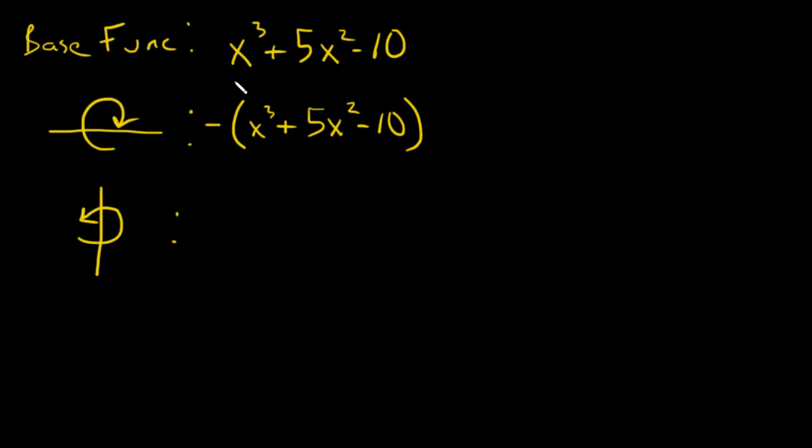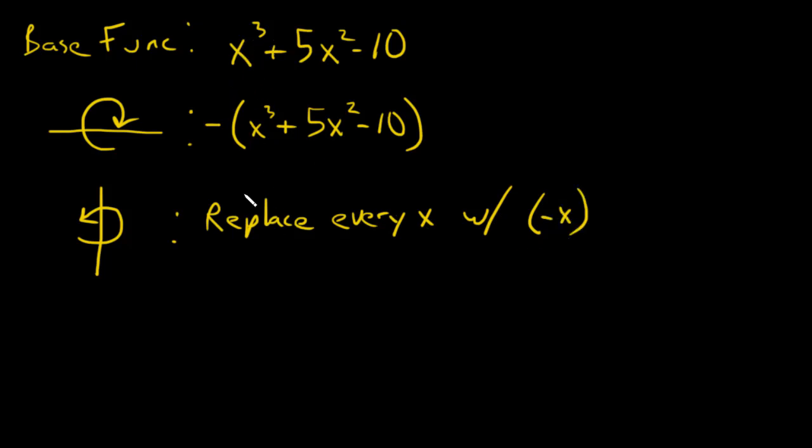Okay? If I want to take that instead and flip it left to right, all I have to do is replace every x. I'll even write this one out because this one is not quite as easy. Replace every x with negative x in parentheses. So instead of x cubed, I'm going to have negative x cubed. Note that it's parentheses in here. Plus 5 times negative x squared minus 10. And that's it. That will take this function and flip it across the y-axis. It will flip it horizontally because it's going from left to right.